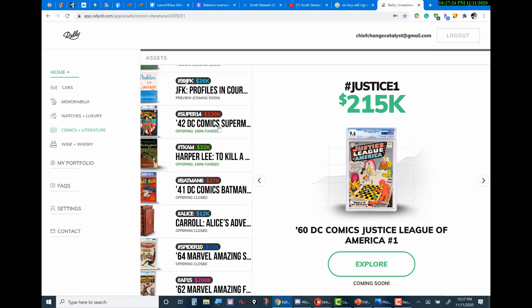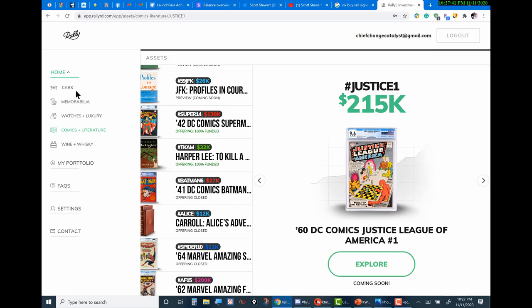And you can start with a couple $100. And yes, these are tradable. After 90 days of investing in a share of this, you can resell your shares. You can offer them to the marketplace. So this is an interesting way, guys.